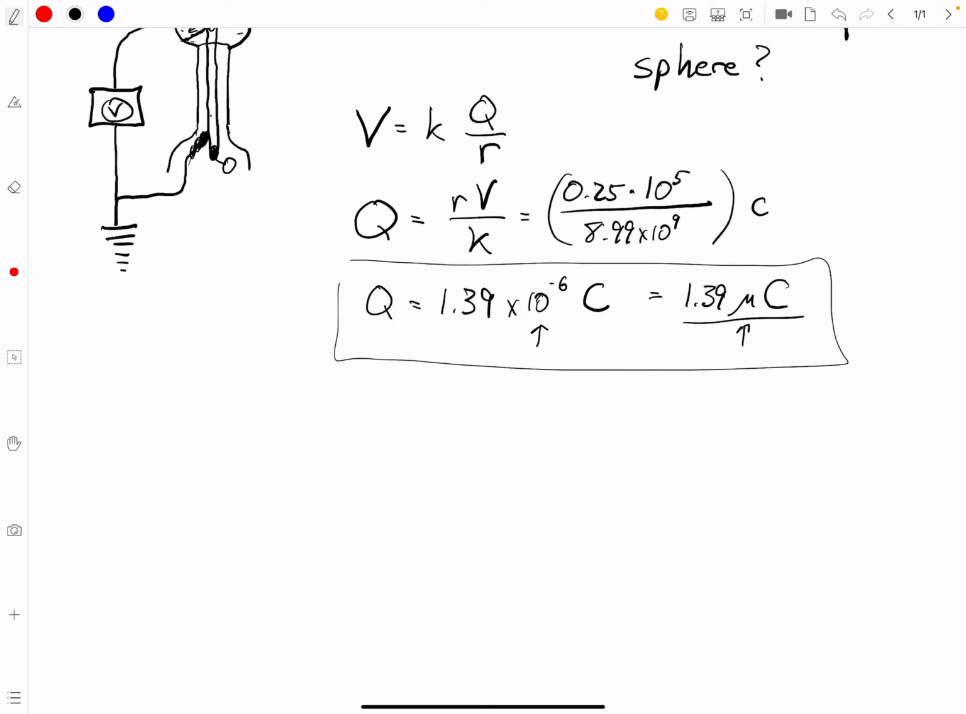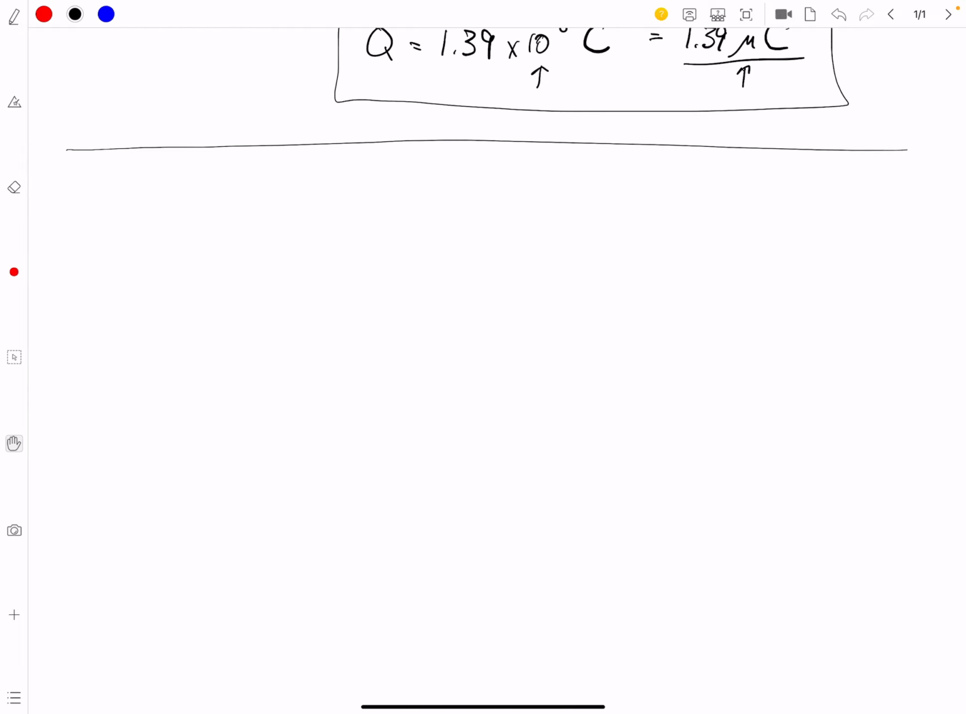So that is our answer. So, good. We've taken it all the way up to 19.3. We've completed it. And we're ready to start talking about equipotential lines.